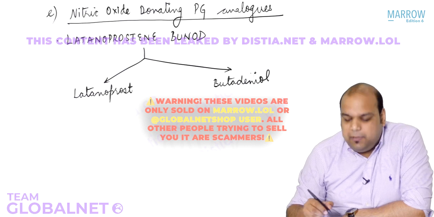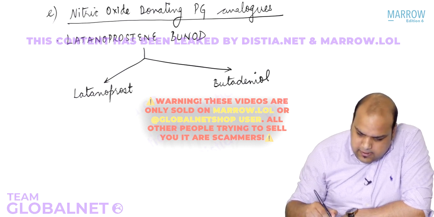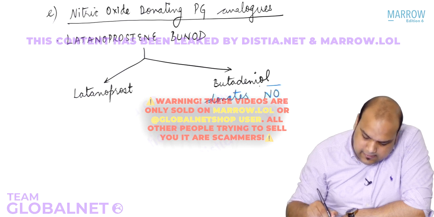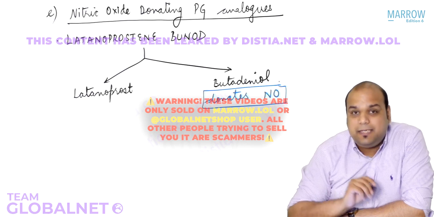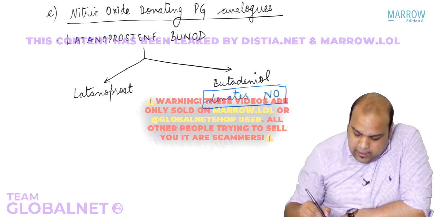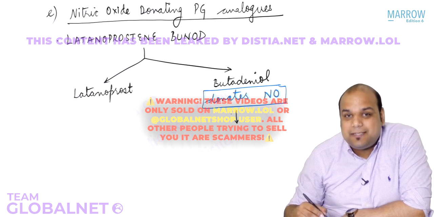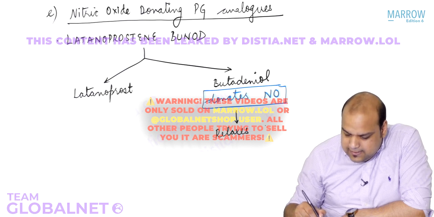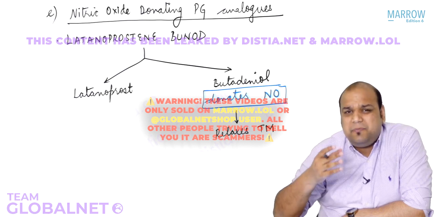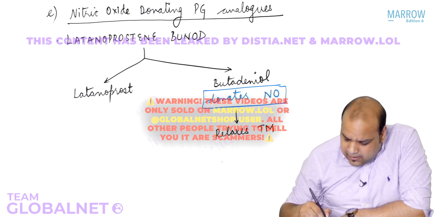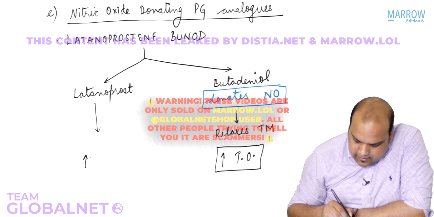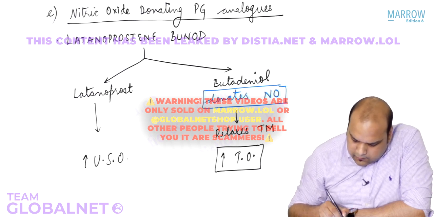Butadienol is an unstable compound. This donates nitric oxide to become stable. Now, we may know that nitric oxide relaxes the muscles. So, what will occur, everybody? It relaxes the trabecular meshwork. Trabecular meshwork is basically made up of muscle. By relaxing the trabecular meshwork, it is increasing the trabecular outflow, and latanoprost as such will increase the uveoscleral outflow.